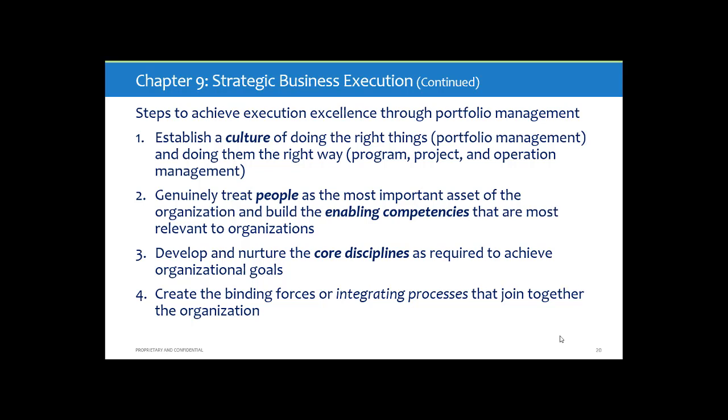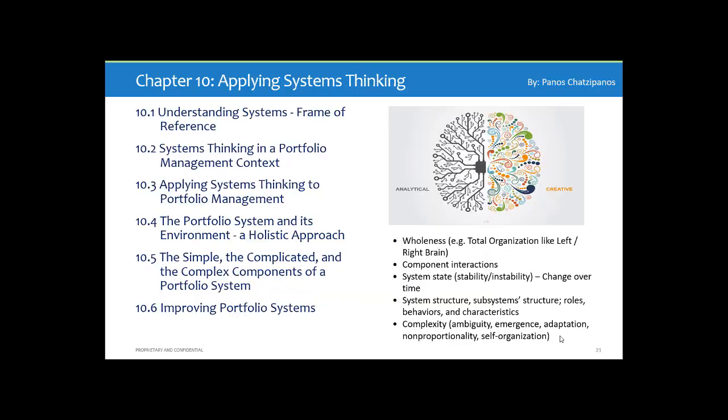Third, develop and nurture the core disciplines as required to achieve organization goals, and that includes portfolio management, project management, program management. And then finally, create that binding force, or the integrating processes, that joins together the various parts of the organization into a more cohesive whole. Next, we'll turn to panels for applied systems thinking here, as well as the complexity on the next slide.